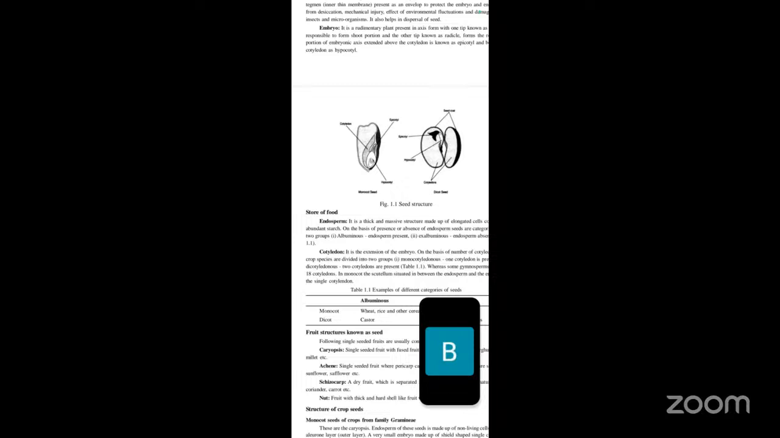Light and phytochrome. For example, the inactive form of phytochrome absorbs red light at 680 nanometers, which then activates the PFR phytochrome, the non-dormant form. Red light promotes germination and far-red light inhibits germination. Okay, these are the seed structure and dormancy. Next one is seed storage.